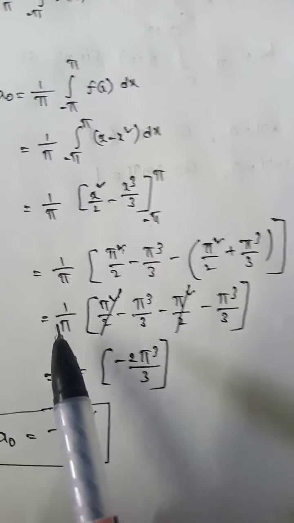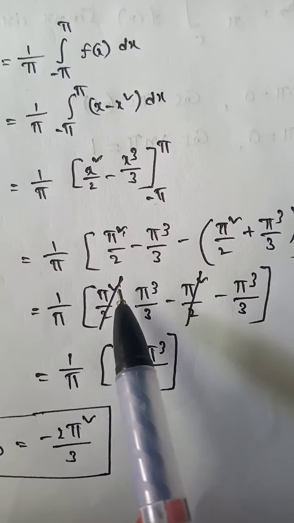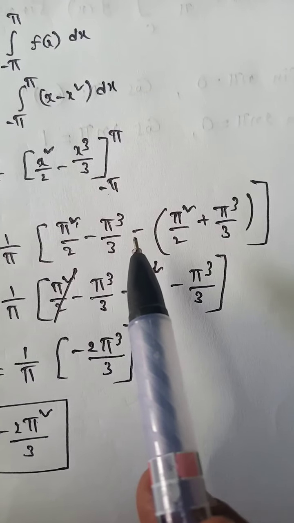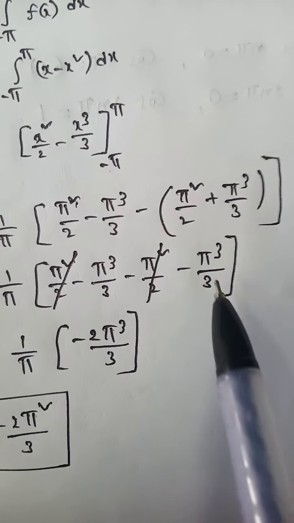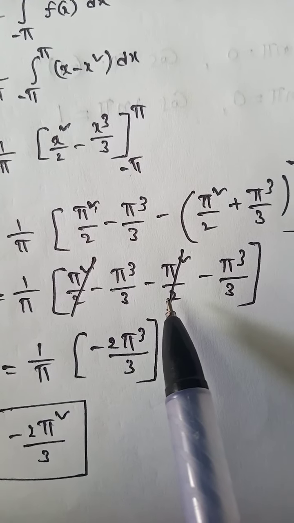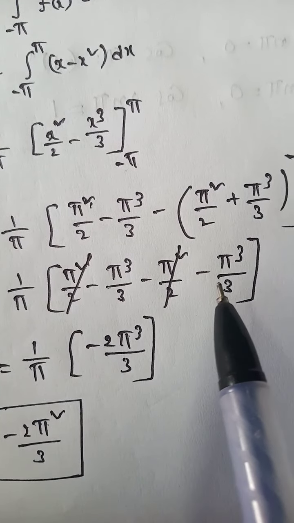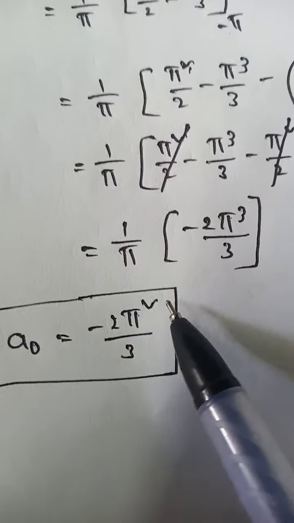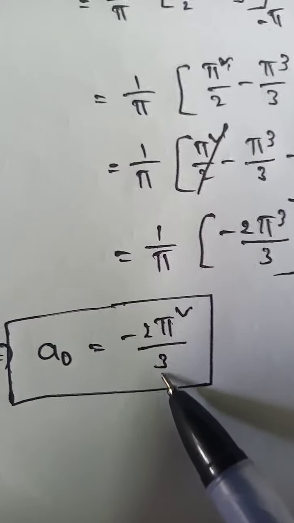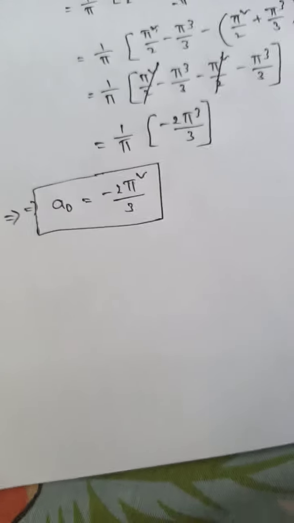Solve this: 1 by pi into pi square by 2 minus pi cube by 3, substituting with minus pi square by 2 minus into plus minus pi cube by 3. This one cancels. Minus pi cube by 3 minus pi cube by 3 is minus 2 pi cube by 3. Pi and pi cube cancel. What will we have? Pi square minus 2 pi square by 3. This is a naught.